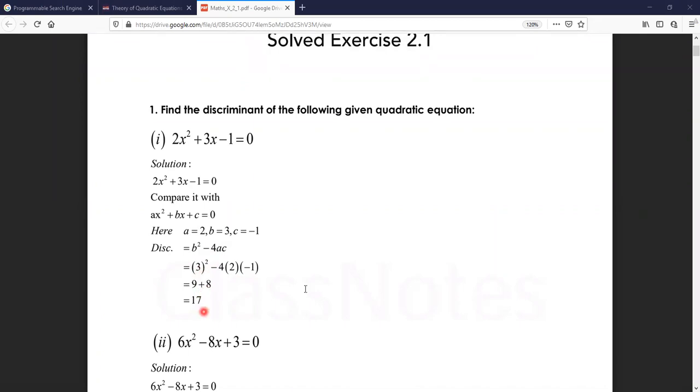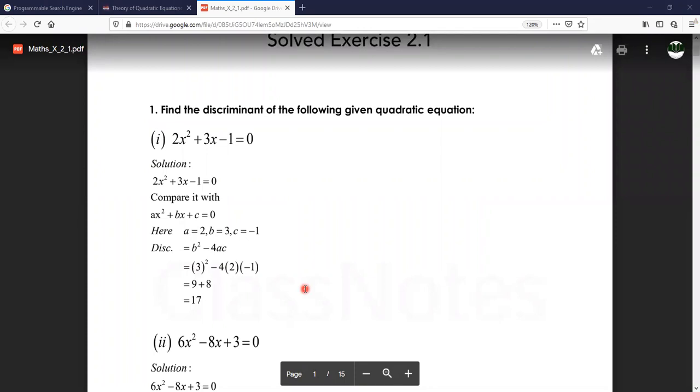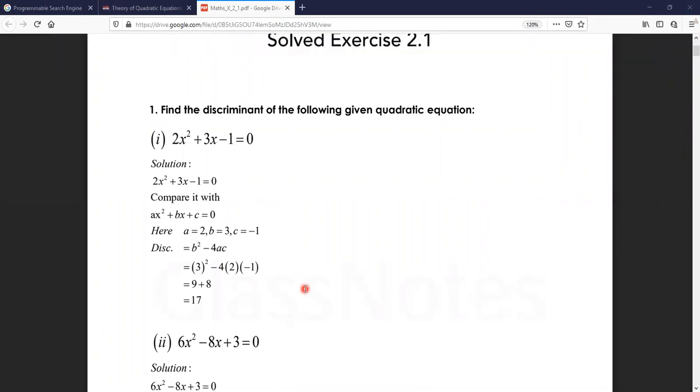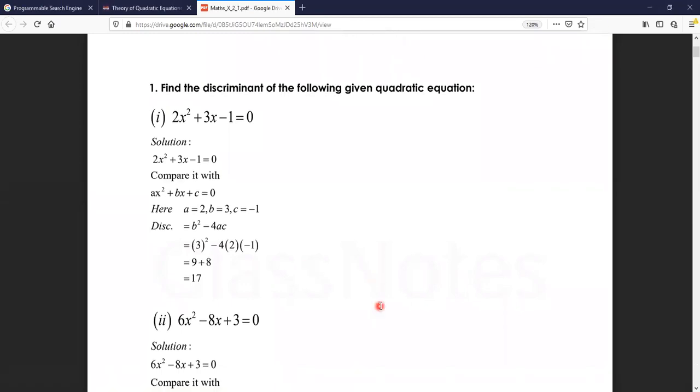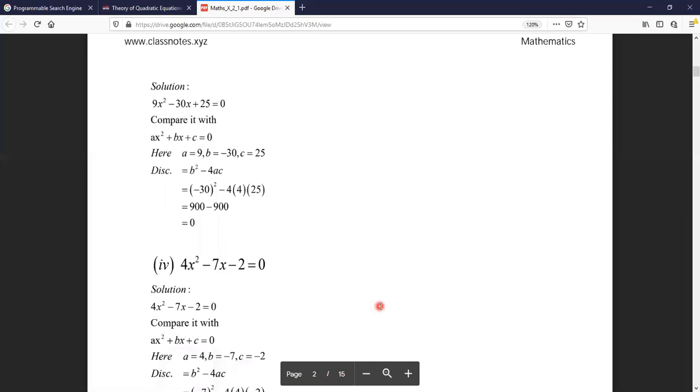So in question number 1, I just have to find the discriminant, so I'm not telling about the nature of the roots. Now in the rest of the part you will practice it by yourself, and if you feel any problem you can discuss with me. But now I'm moving to question number 2.